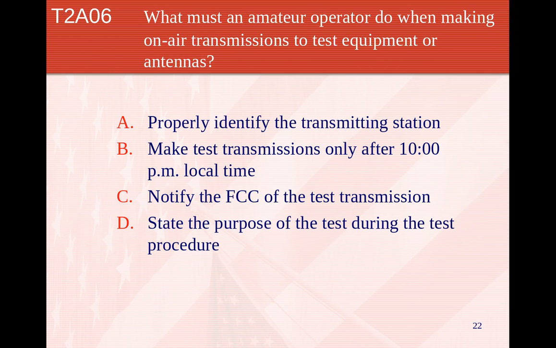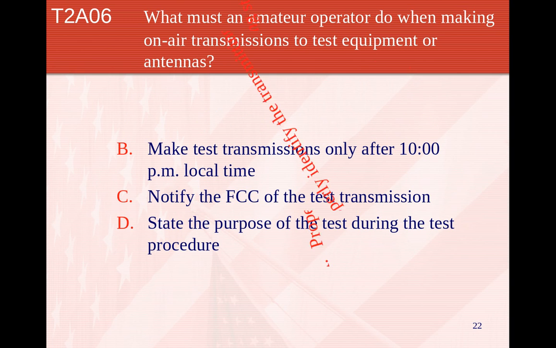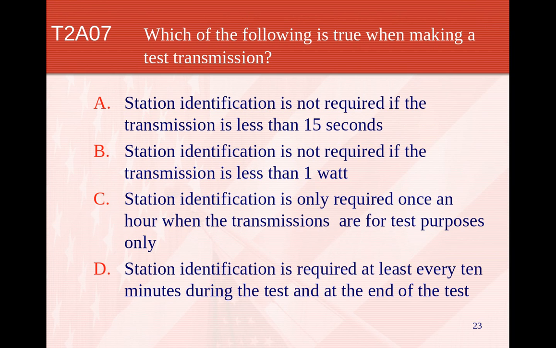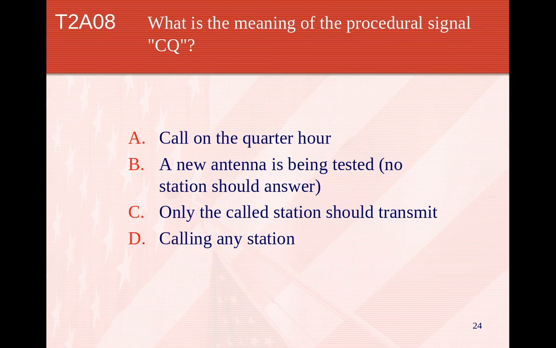What must an amateur operator do when making an on-air transmission to test equipment or antennas? To properly identify the transmitting station. Which of the following is true when making a test transmission? Station identification is required at least every 10 minutes during the test and at the end of the test.